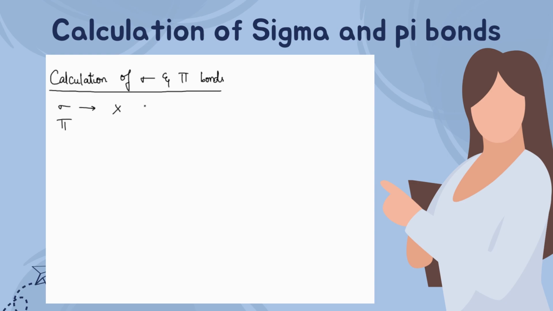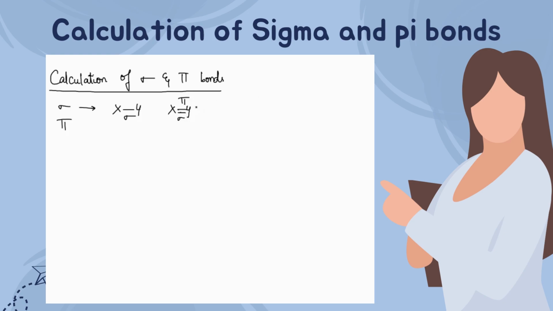Whenever you find two atoms with a single line in between, that means it is a sigma bond. But whenever you find a double line between two atoms, that means it's a double bond where one is sigma, one is pi. Sigma remains as a support to the pi. Pi cannot exist independently, whereas sigma can.